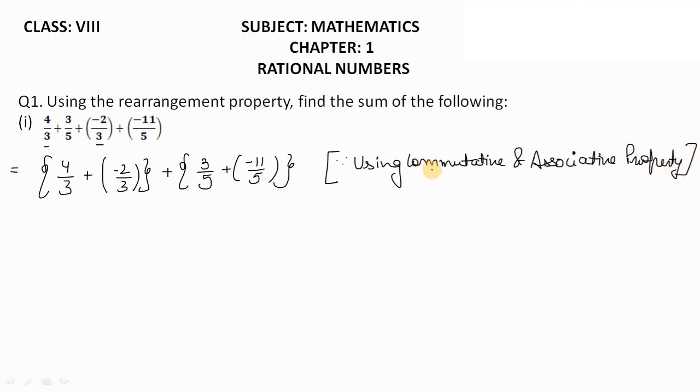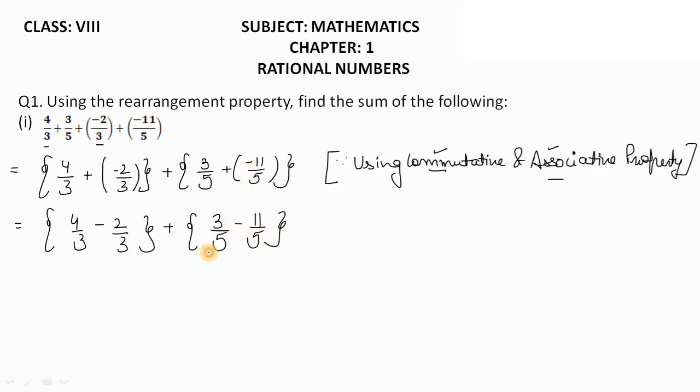So why are we writing commutative and associative property here? Because we are adding the first and the third rational number and grouping them in one bracket. So we are using both the commutative and associative property. So this can be further solved. This can be written as 4 by 3. We have to open the bracket. It will be minus 2 by 3, because plus minus becomes minus, plus within a curly bracket 3 by 5, again plus outside and inside there is a negative sign, so it will become minus 11 by 5, bracket close.